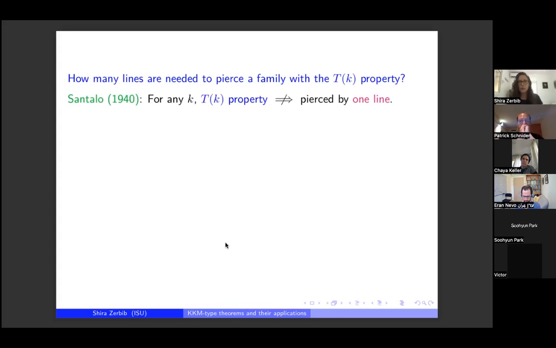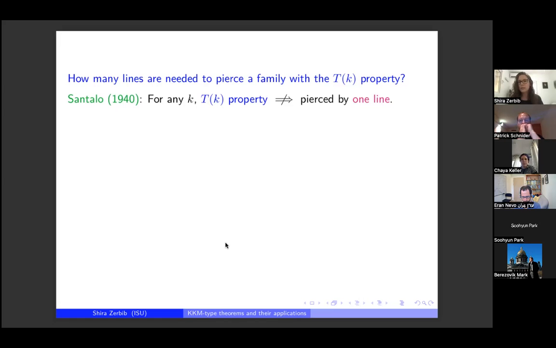So this question was studied a while ago, where Santaló showed that no matter how big K is, you can find an example where the family has the TK property.